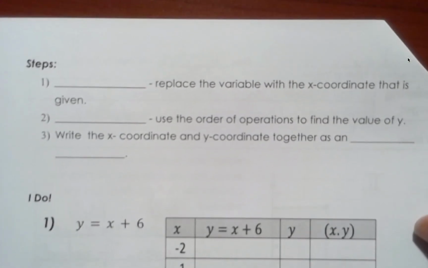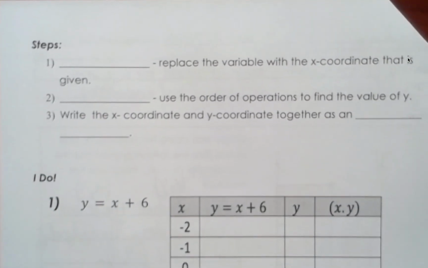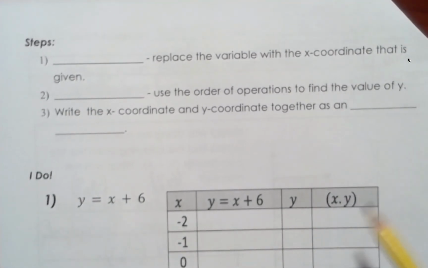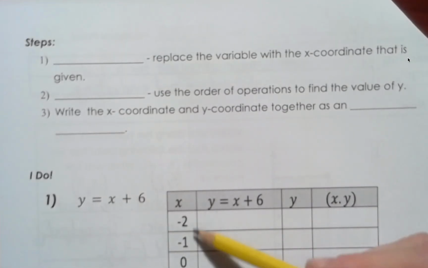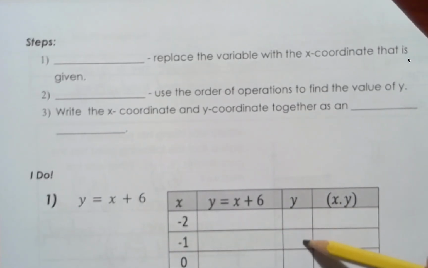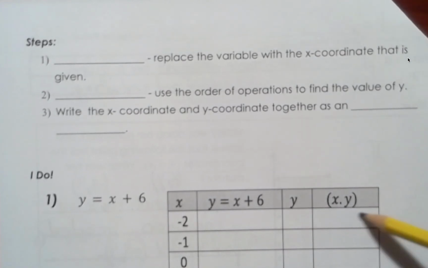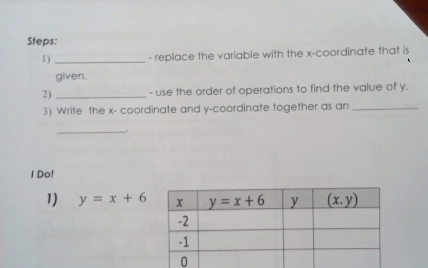Okay, so the steps. When we want to create ordered pairs, we're going to be given an equation like y equals x plus 6. For now, I'm giving you x values to put into the equation, and then we are going to come up with y values on this side. And then we're going to put them together to have an ordered pair. But the steps, first step is to substitute.